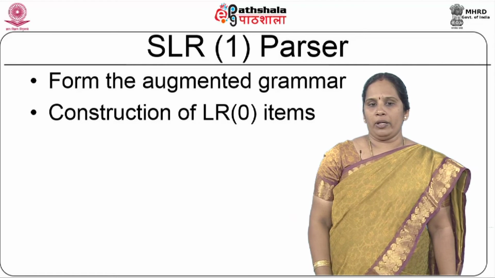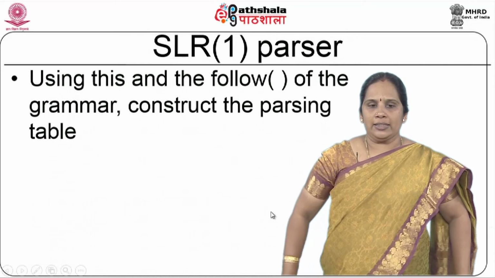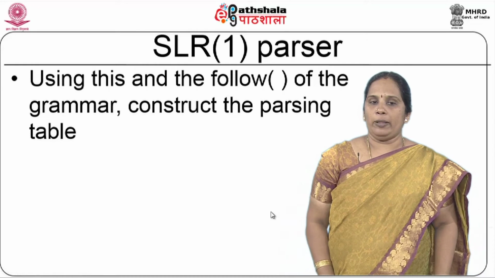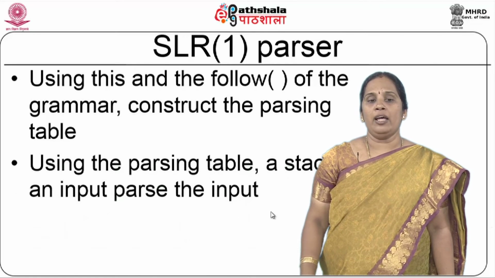Adding one production as the beginning production and changing the start symbol is what is called forming the augmented grammar. Then construct the LR(0) items, and then construct the follow for all the non-terminals, which again requires construction of first for all the terminals and non-terminals. Then, using this item set and the follow of the grammar, construct the parsing table. Okay? And using the parsing table, a stack and a given input can be parsed.